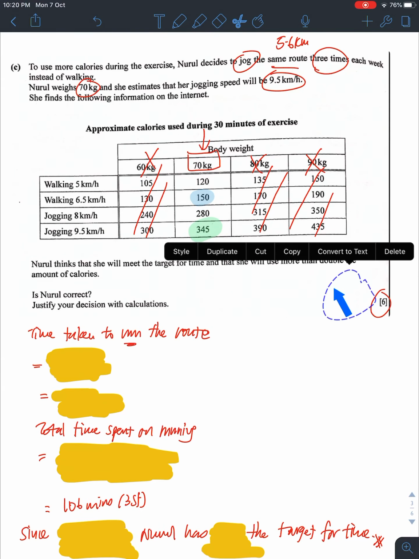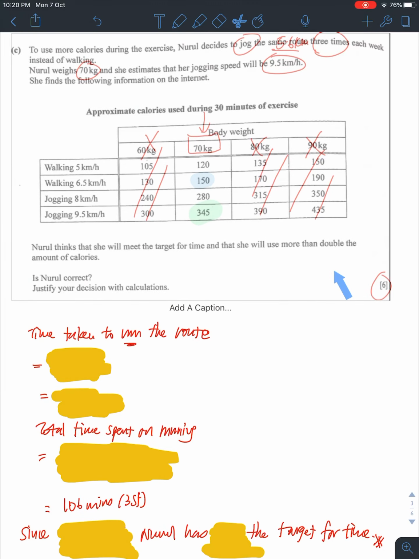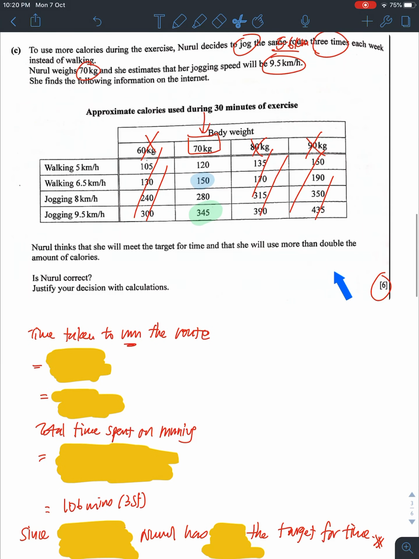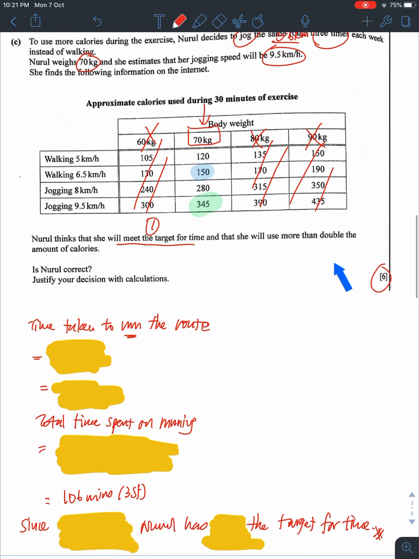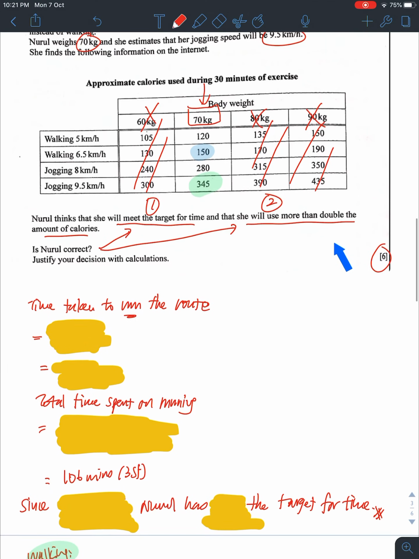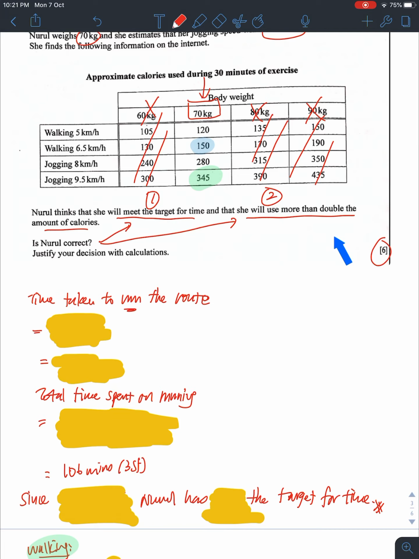Now the question is asking us this. Nurul thinks that she will meet the target for time. This is the first thing that we should be trying to look at. And number 2, she will use more than double the amount of calories when she jogs instead of walking. So what we need to do in this question is to justify whether Nurul is correct for these two statements. Let's do the easier one first. Let's look at the target for time.